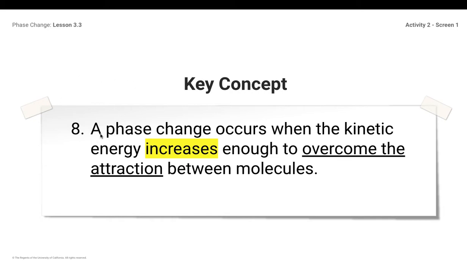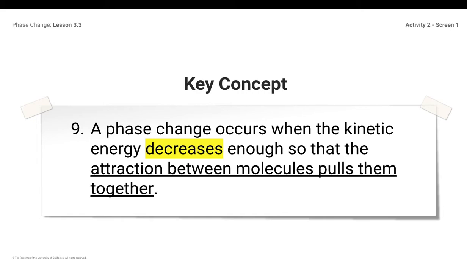Will you guys please go ahead and, for key concept number 8, make little parentheses and add the two phase changes that this is talking about. So this is talking about melting and evaporation. And then let's go ahead and write the two key concepts here and what those are describing, okay?